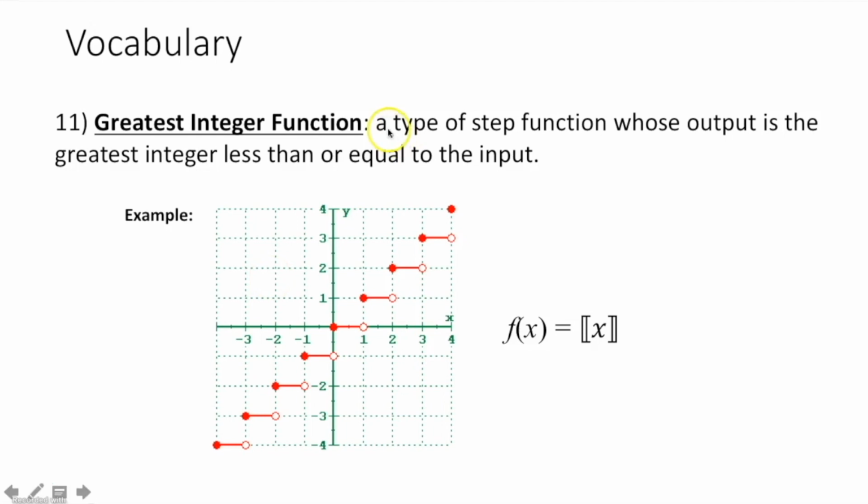Now let's talk about the greatest integer function. That's a type of step function whose output is the greatest integer less than or equal to the input. So that means if you were to put in, let's say, 1.5, the greatest integer less than or equal to the input would have to be 1. Therefore, you get a y value of 1. If you were to put in anything between 1 and 2, it would give you a y value of 1. But once you put in 2, then you can jump up to 2 because that integer is equal to the input.